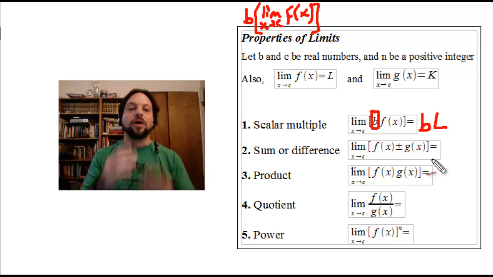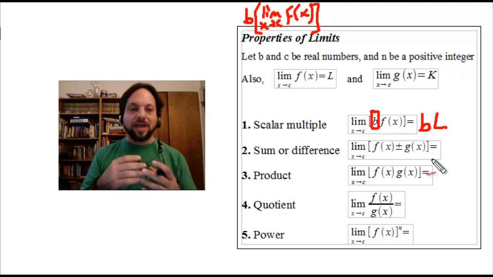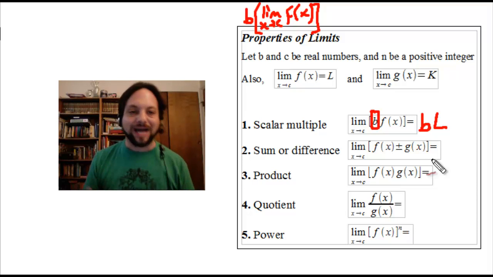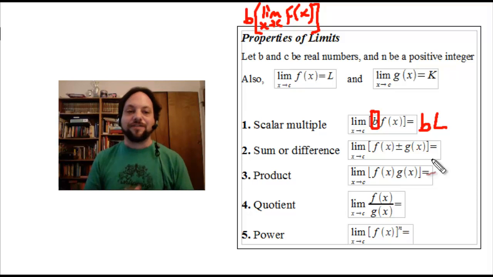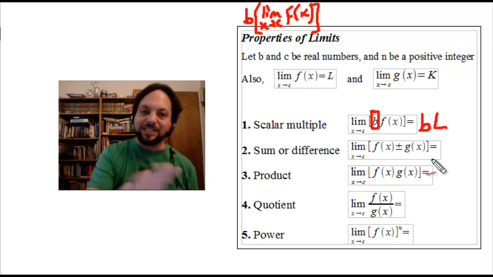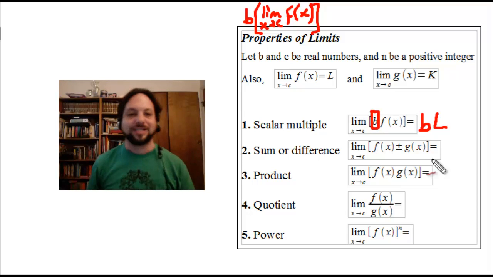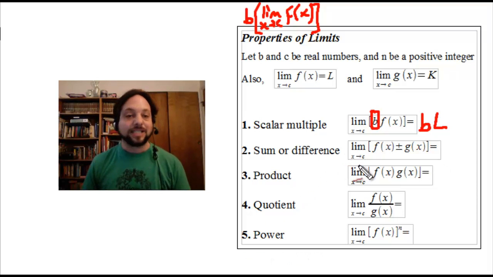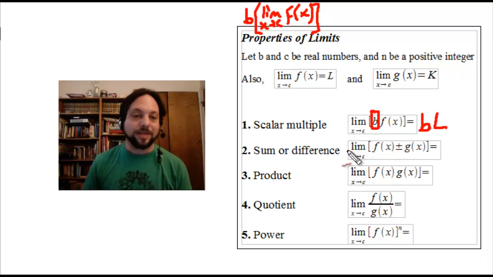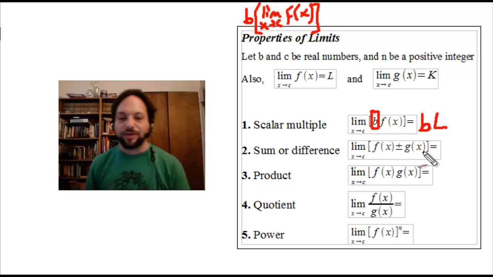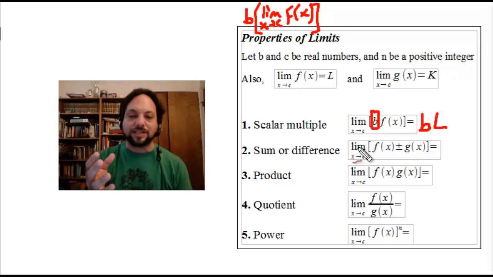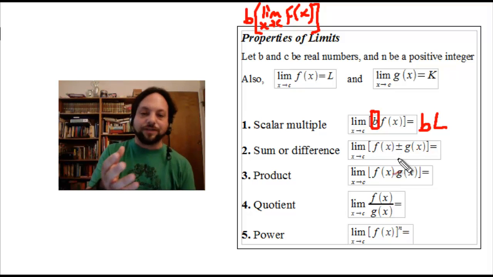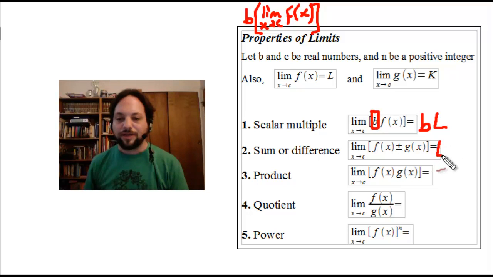Remember, scalar multiple means that it is a constant multiple, a 4 or negative pi or something like that. If it is a variable that's multiplying it, this is not going to apply, and we'll have to use other methods that we'll learn later. Now, let's say we have the sum or difference of two functions, and we're trying to find the limit as x approaches c of that sum or difference. That's very easy, because we can actually split these up and do the limit of f of x plus or minus the limit of g of x. And of course, that's simply going to give us L plus or minus k.